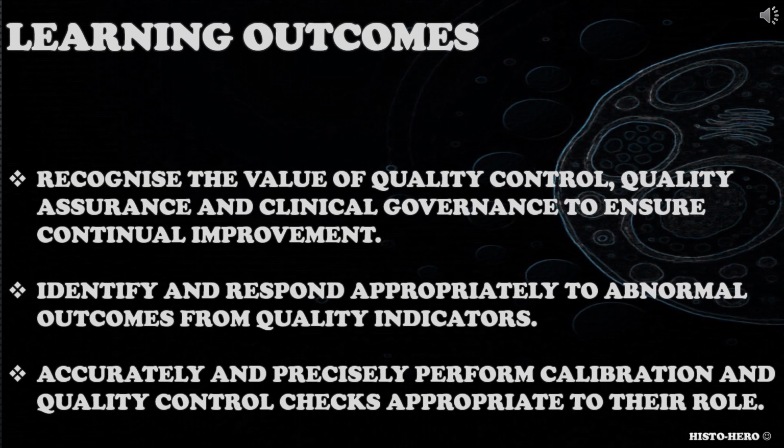These are the learning outcomes candidates should be able to meet when they have completed this module. They should be able to recognize the value of quality control, quality assurance, and clinical governance to ensure continual improvement. They should be able to identify and respond appropriately to abnormal outcomes from quality indicators. And they should be able to accurately and precisely perform calibration and quality control checks appropriate to their role. When they complete this module, they should come back to the learning outcomes to check that they have actually met them.